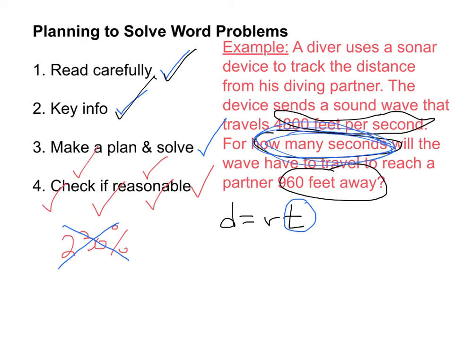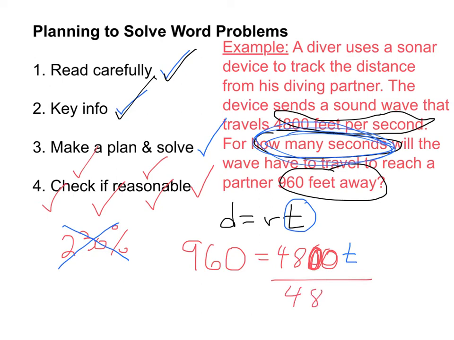Distance is 960 feet away. That's how far the partner is, so I can put that in for D. We want to know how long it's going to take to travel 960 feet. And then the rate it travels is 4,800 feet per second. So I'll put 4,800 in for R, and then T, we don't know what it is, so I'll just write the letter T there. To solve this problem for T, we want to isolate T, and we'll divide both sides of the equation by 4,800.